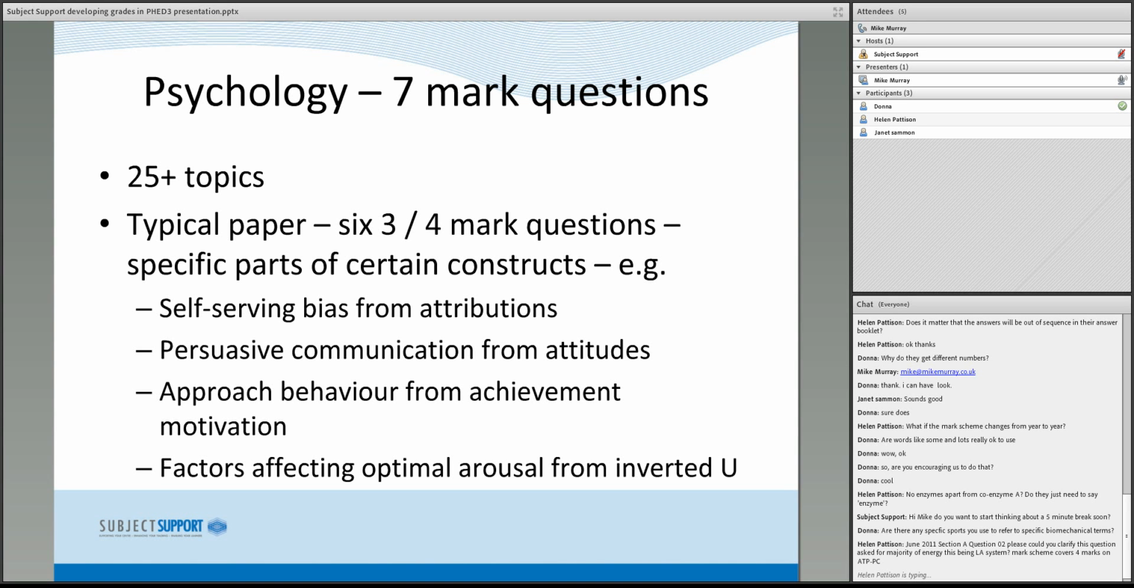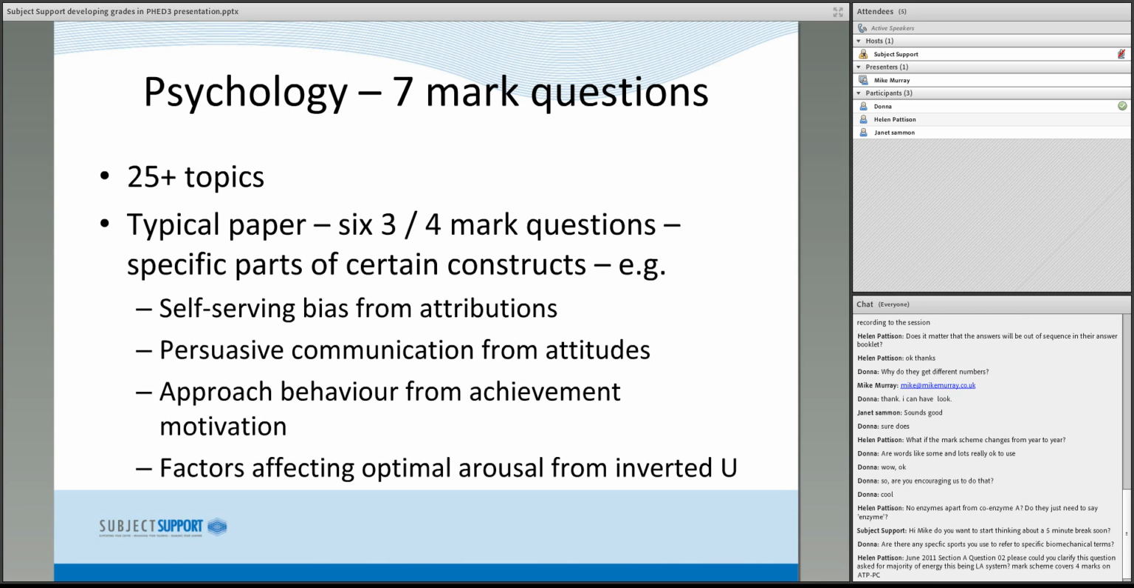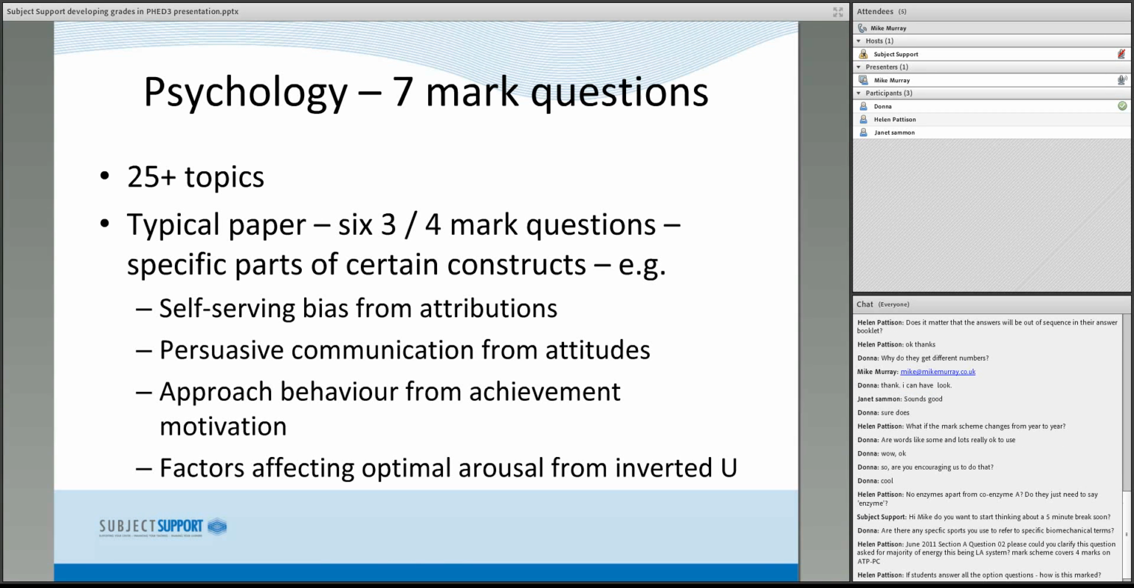So you could see, just change it round, and why not a question about learned helplessness from attributions? Why not a question about cognitive dissonance from attitudes? Why not a question about avoidance behaviors from achievement motivation? And factors affecting optimal arousal from, for example, catastrophe theory might work.